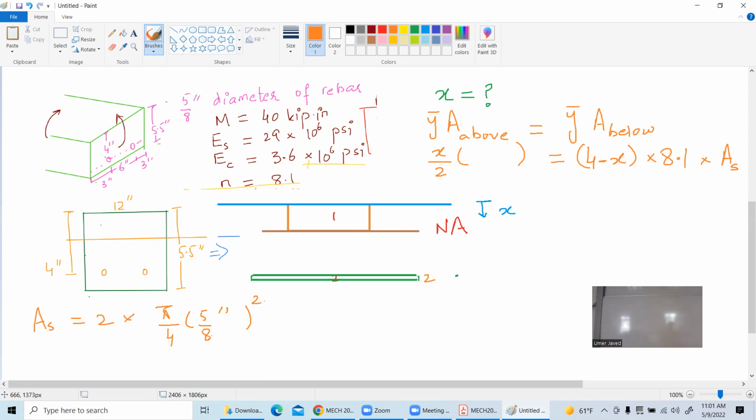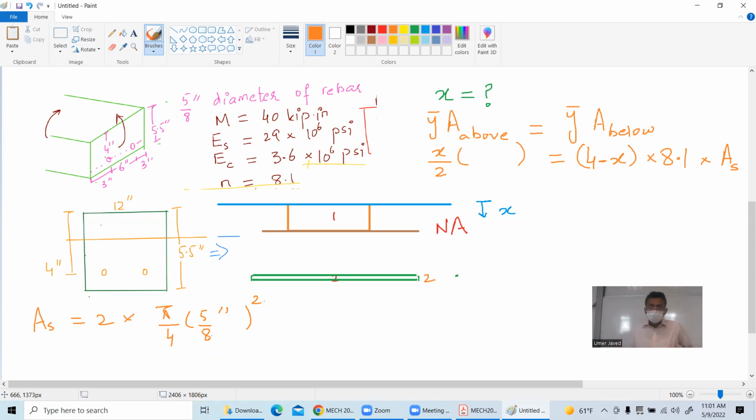So y dash A above means for the area above the neutral axis, what's the y dash or the centroid for it? What is the centroid for the rectangle? That is x by 2. What is the y dash for the portion that is below the rectangle? That is 4 minus x. But the reference line for y dash is the neutral axis, because we are subtracting the x from 4 in y bar.